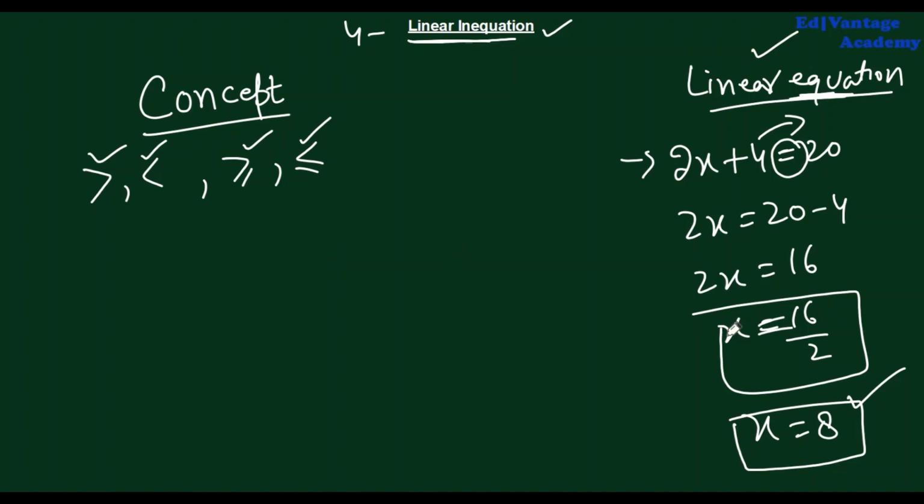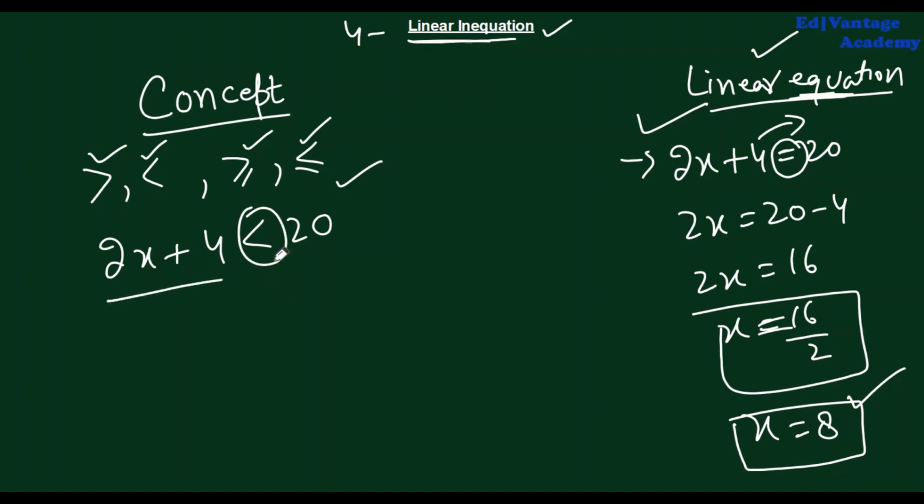And another concept is when you get the value of x. Like if I tell 2x plus 4 is equal to 20, that was a linear equation. But if I tell it as a linear inequation, let me write 2x plus 4 is less than 20. Now the question is the same, only here it's an inequality sign. The left side is lesser than 20, meaning whatever this side comes as, it should be less than 20.